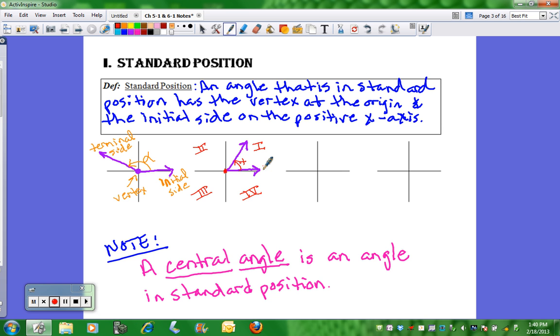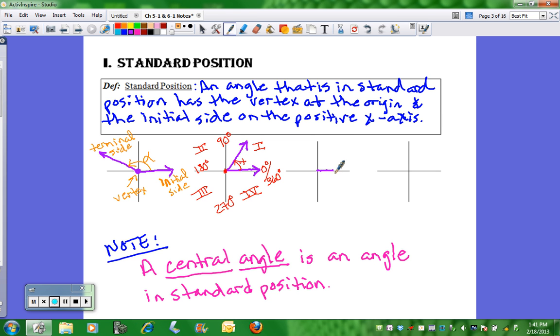So this would be 0 degrees. This would be our 90 degrees. This would be 180 degrees, 270 down here. And if we looped all the way around, this would now be 360 degrees. Okay? All right, so next, let's see what else I can add on to this.